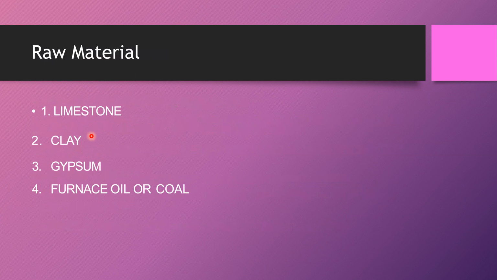So what you guys need to remember is the raw material of the cement. What is the raw material that is required in the cement industry? So the raw material that is required is limestone, clay, gypsum, furnace oil, or coal. These are some of the basic raw materials which are required when it comes to the cement industry. So you need to remember the names of these.